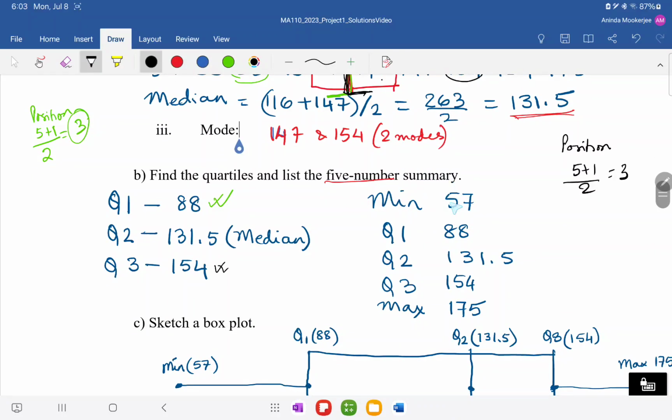And then list your 5-number summary, starting with the minimum value, which is 57, quartile 1 is 88, quartile 2 is 131.5, quartile 3 is 154, and then the maximum value was 175.